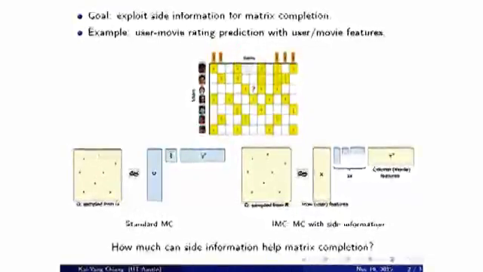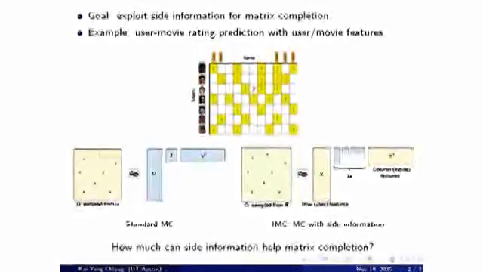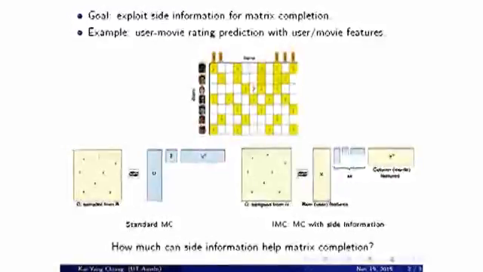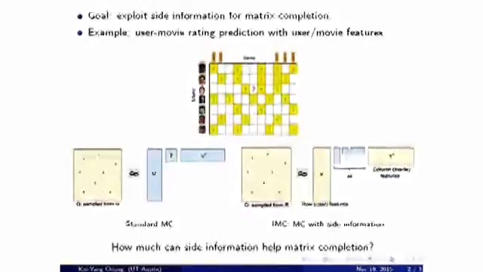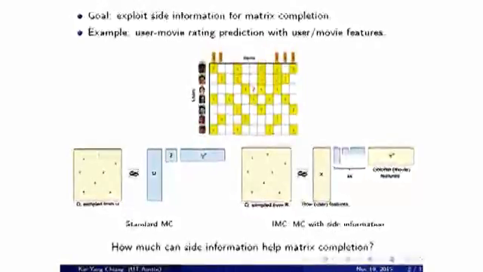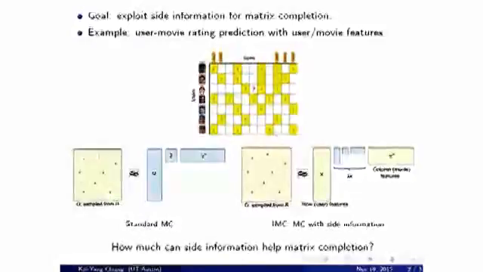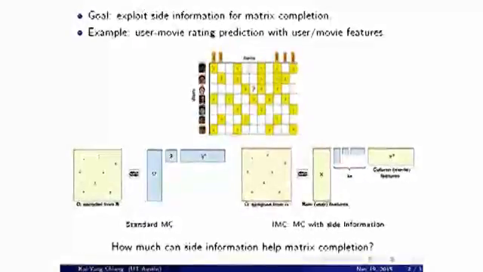But in some circumstances, we are also given additional information like the row feature, like the user feature in this case, or the movie feature in this case. Then we can utilize this kind of information to make better predictions. For example, there is a model called IMC, which can incorporate the feature information into your prediction. And the question here is, how much can the side information help the metric completion problem?